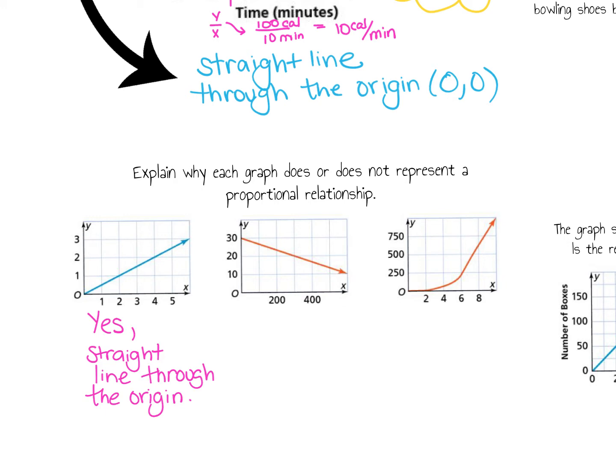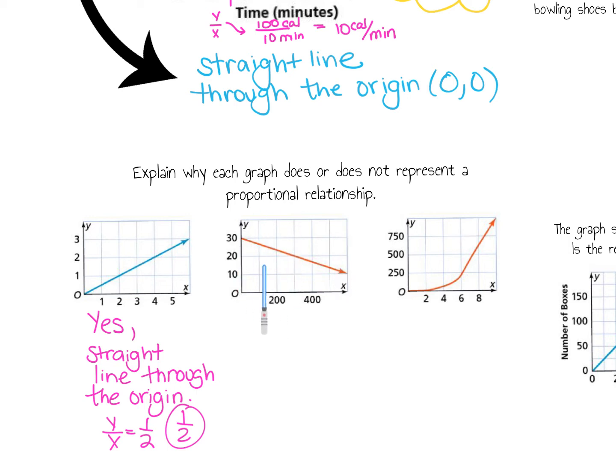We can also say it has a constant unit rate. If I'm looking right here, I can pick any point. I like to pick what I call a pretty point. It's a point that goes right through like the plus sign of the graph. So right here, I can look at this and say the y is 1, the x is 2. So my y over x is 1 over 2. My unit rate is 1/2 for this one. Look at the next one.